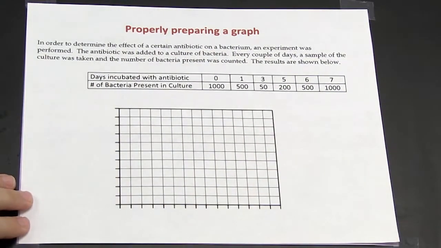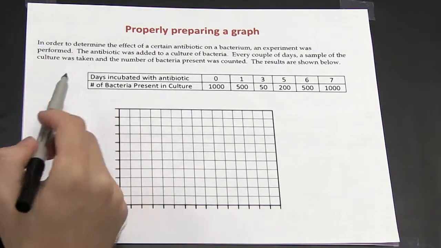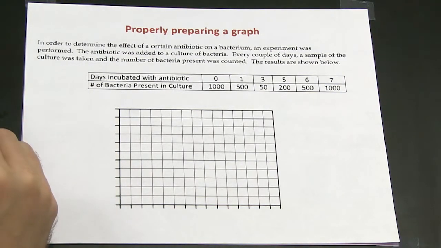Next, what I'd like to do is to go through with you how to prepare a graph. So here we have an experiment that was done. In order to determine the effect of a certain antibiotic on a bacterium, an experiment was performed. The antibiotic was added to a culture of bacteria. Every couple of days, a sample of the culture was taken and the number of bacteria present was counted. The results are shown below.